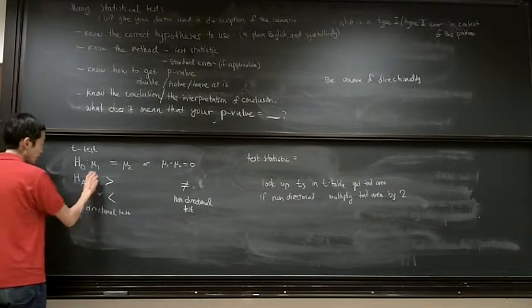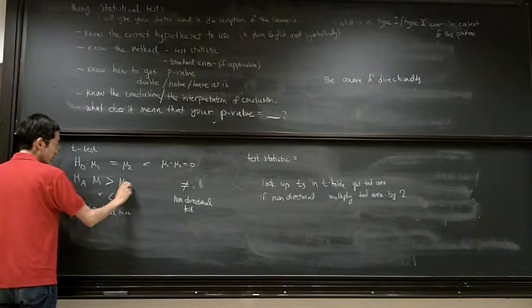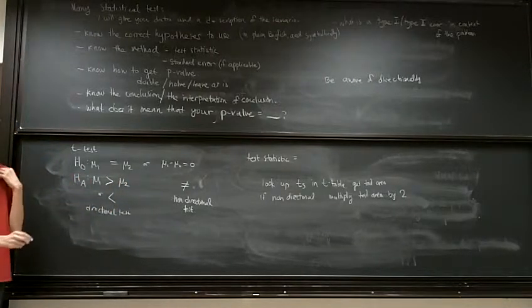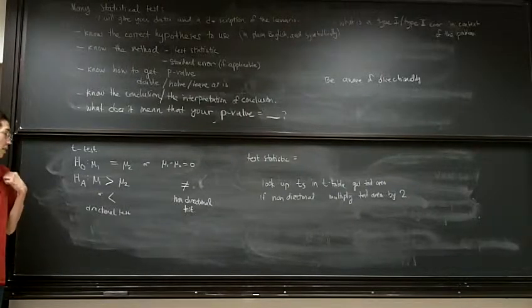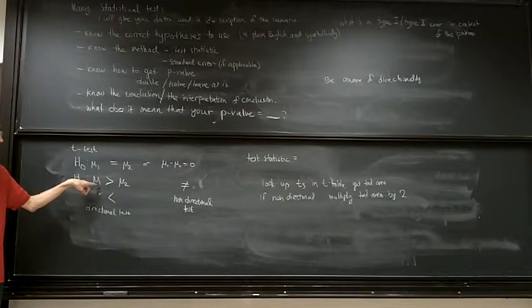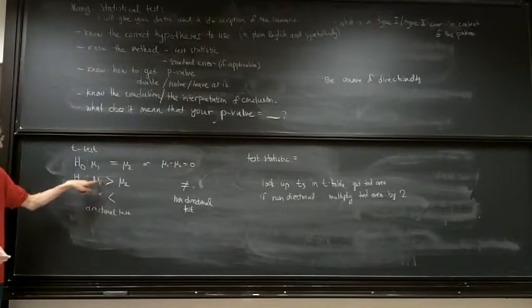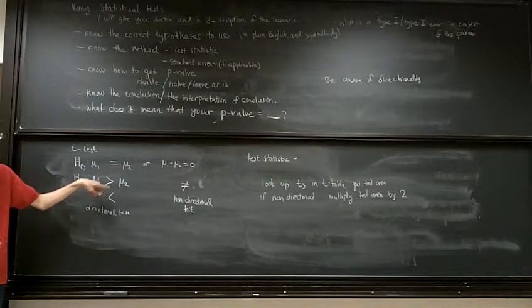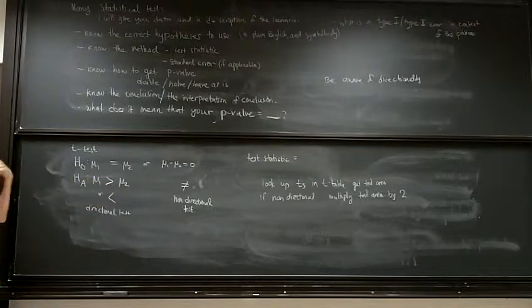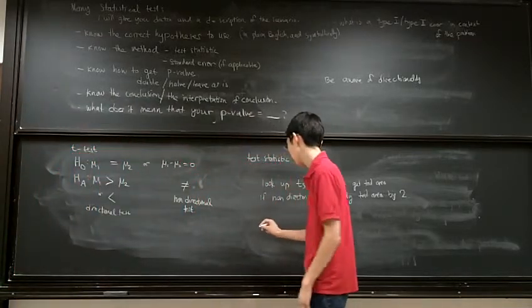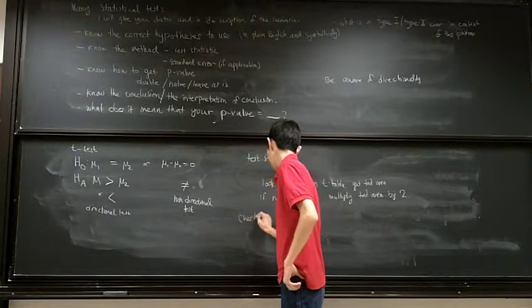So if our alternative was that mu1 is greater than mu2, then what should our data say? Well, whichever sample comes from population 1. So if this is our alternative, then our data should show that x bar 1 is greater than x bar 2, okay? And if our data doesn't show that, then that would indicate that the directionality of our data doesn't work. Okay, so check directionality.